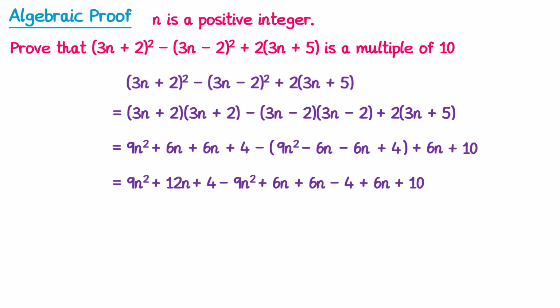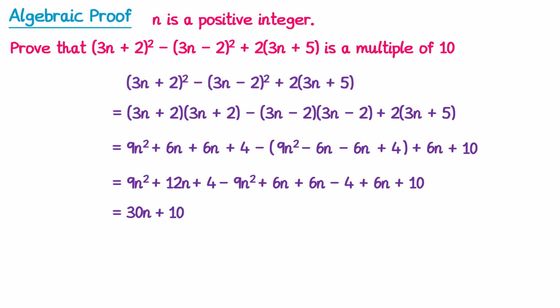So we now need to simplify all of this. So we have 9n squared, subtract 9n squared, which is 0. And then we have 12n, plus 6n, plus another 6n, which will give you 30n. And then we have 4, subtract 4, which would be 0, and then plus 10, which is plus 10.